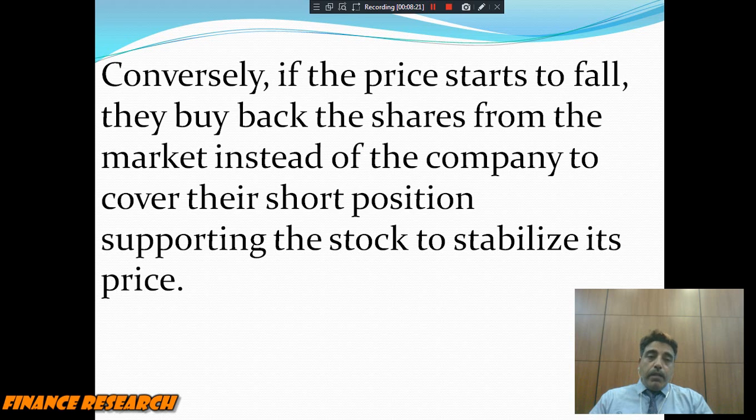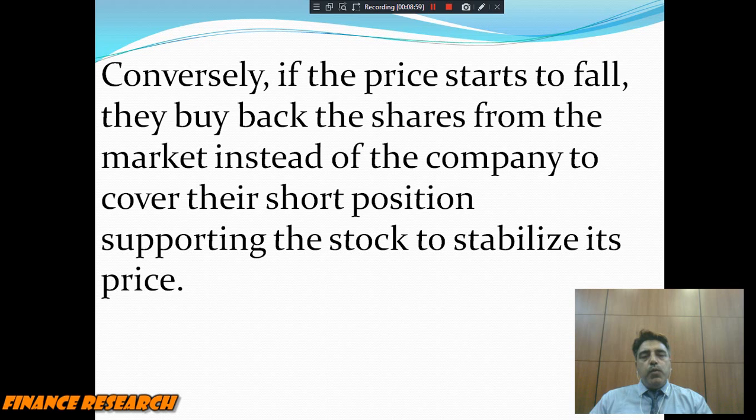Conversely, there may be an inverse action also. If the prices start to fall, for example, the IPO is undersubscribed, so what will happen? What will happen in that case? The merchant bankers will not borrow 15% shares from the company and do the over-allotment in the secondary market. Instead, they will take the short position. What is the short position? Short position is something related to short selling.